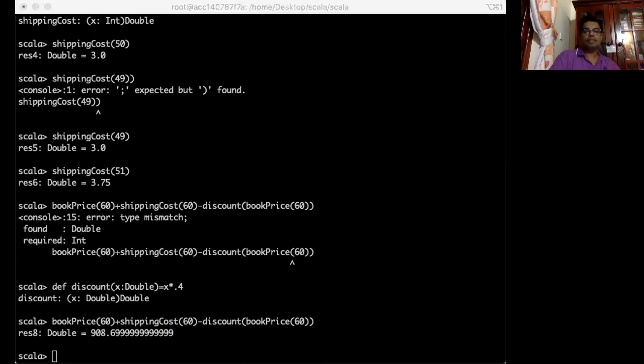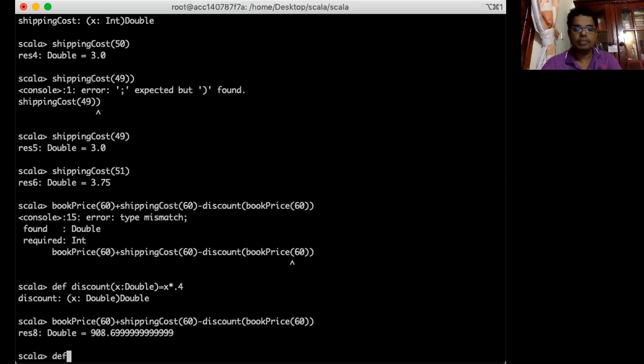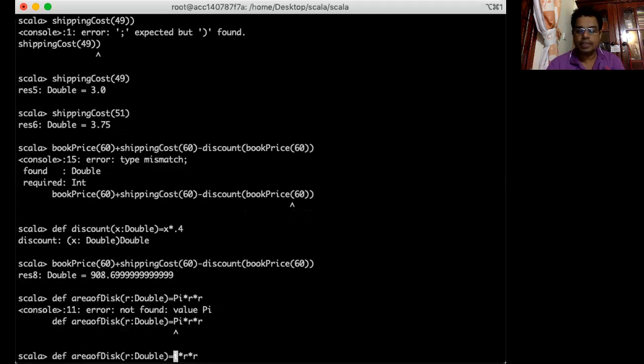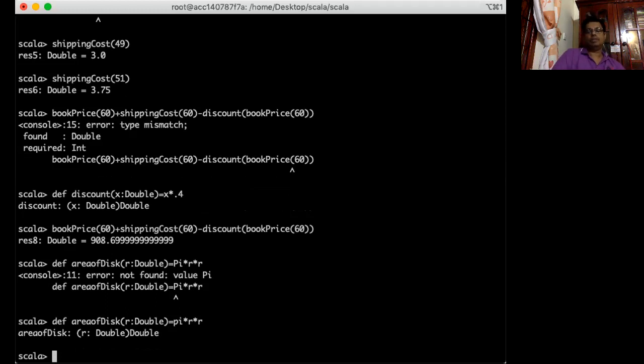So then you might remember we had a problem of calculating the area of the disk. So we can write a function of this which takes radius as input and returns output that is pi r square. We have already defined a value for pi. I think it is pi, then I multiply twice. Yes, so this is the area of the disk.